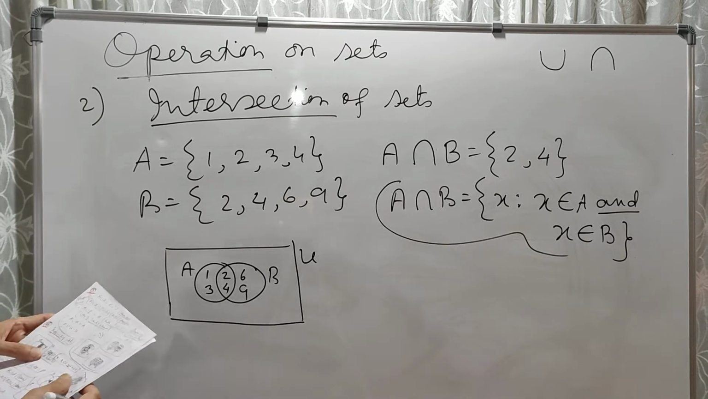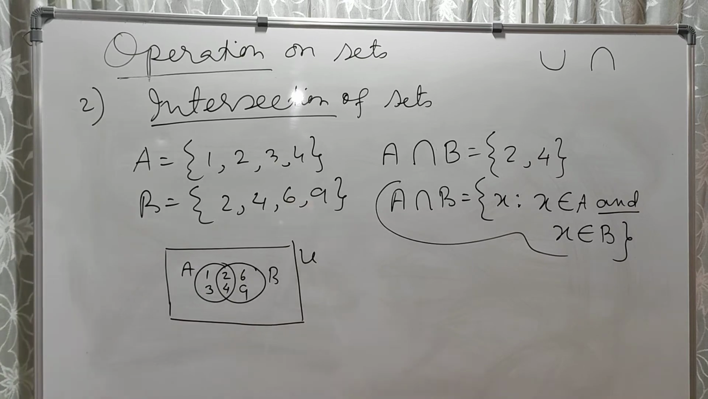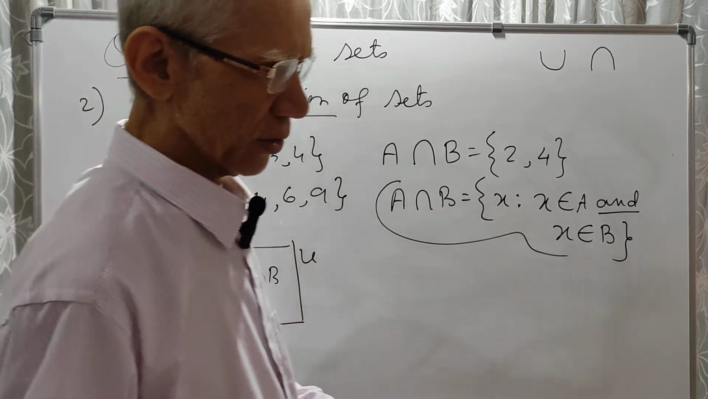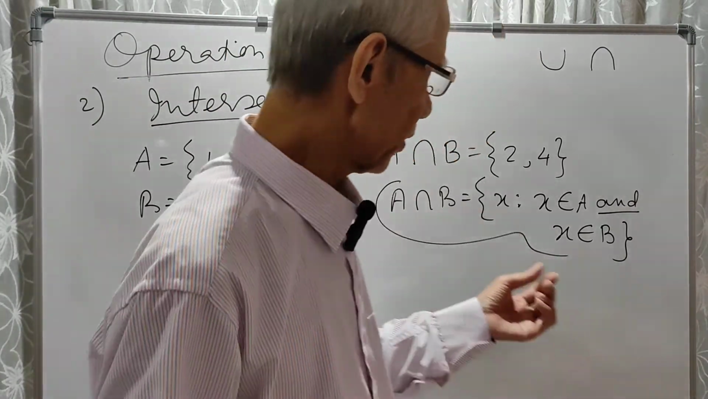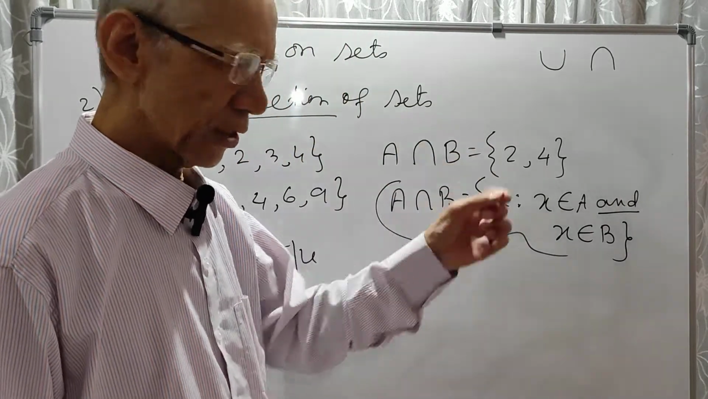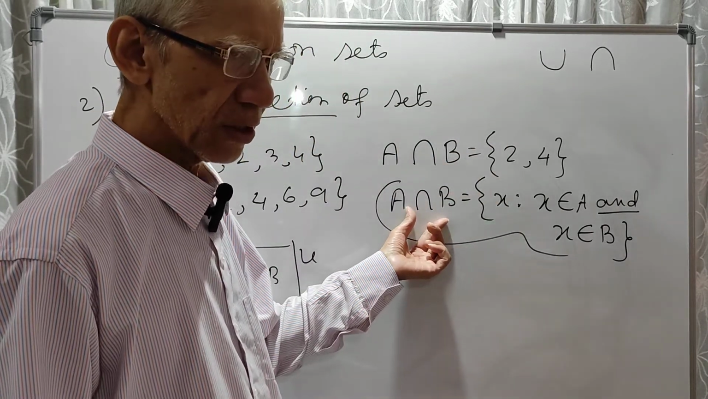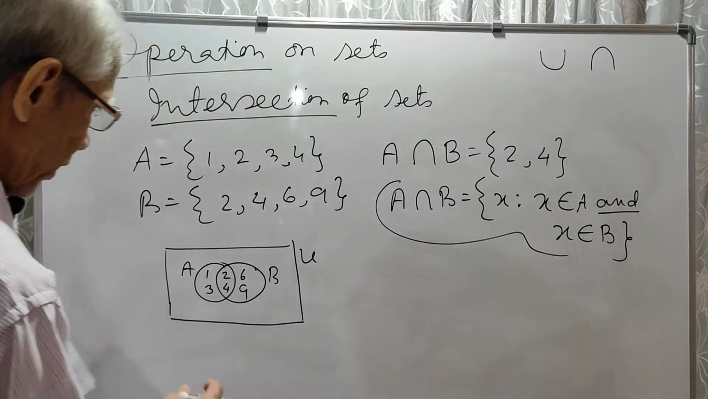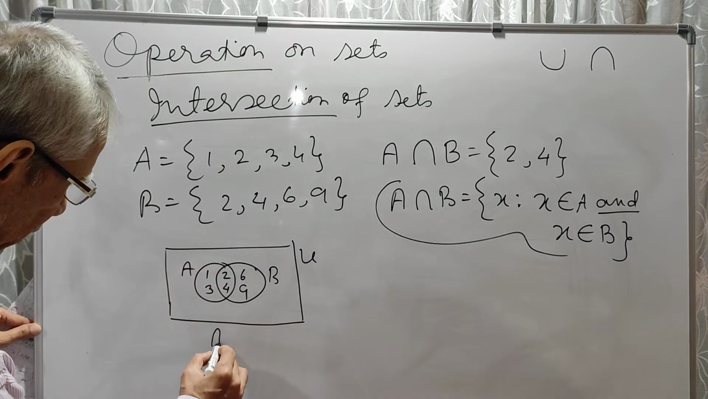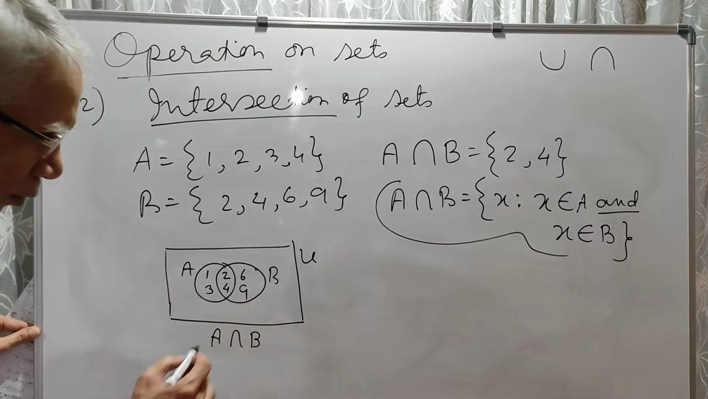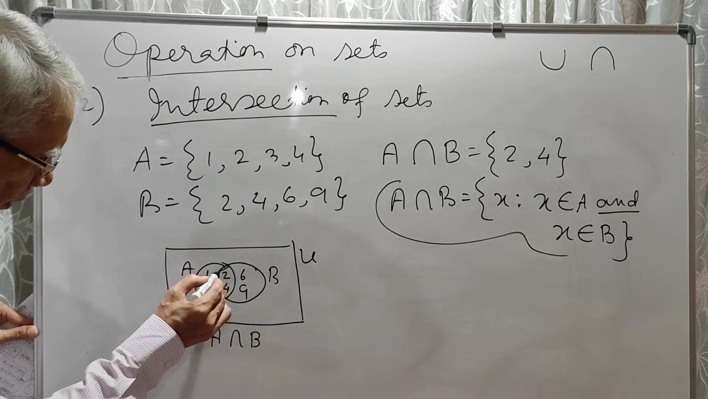Now suppose you are asked to shade. In the exam you may get a question like this: shade the set to show the intersection of A and B. Now, A intersection B, if you want to show it by shading, then you have to shade this part.